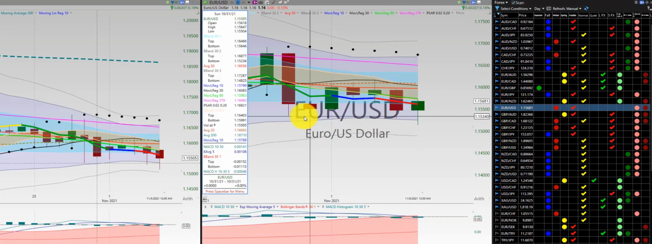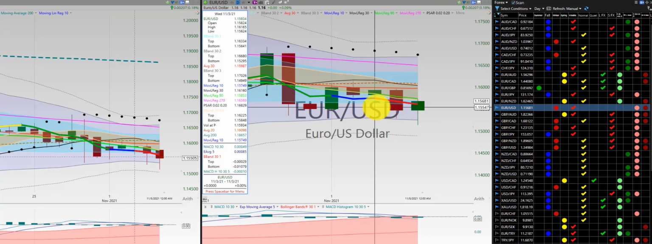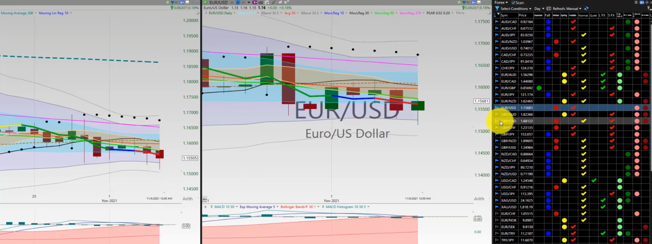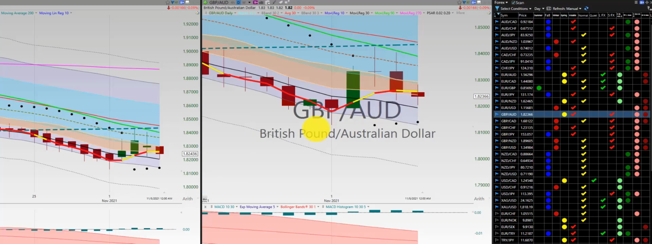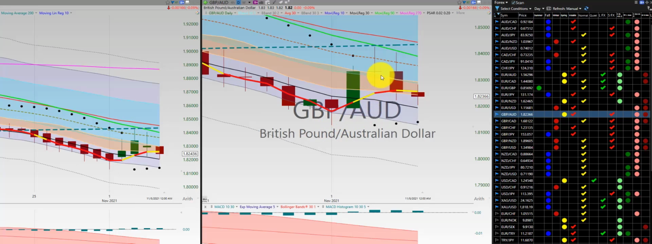Euro, US dollar, initial trade here, out for a loss. Trade, no trade. Initial trade here, out for a loss. Initial trade here, out for a loss. British pound, Aussie dollar, no trade here, no trade. Initial trade here, initial trade out for a scratch.